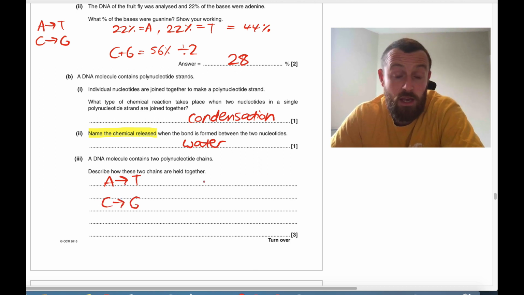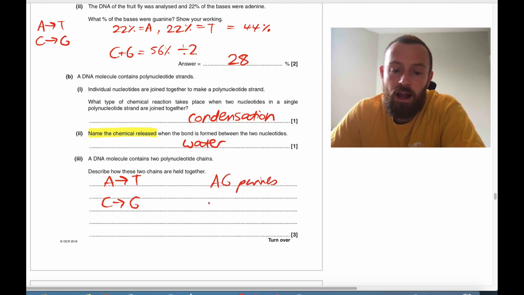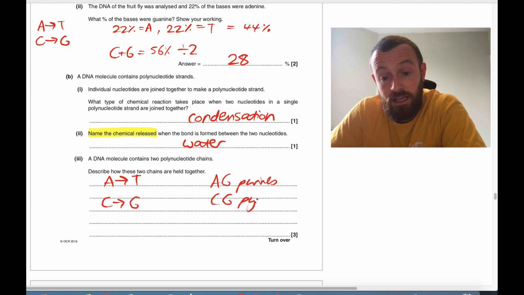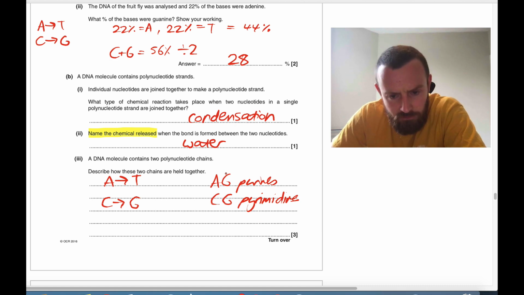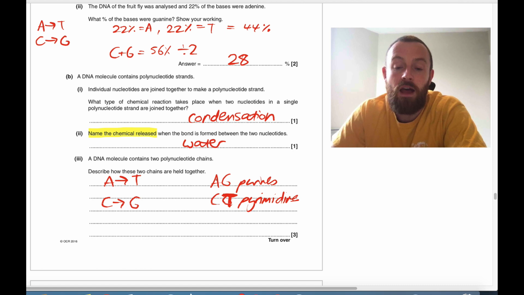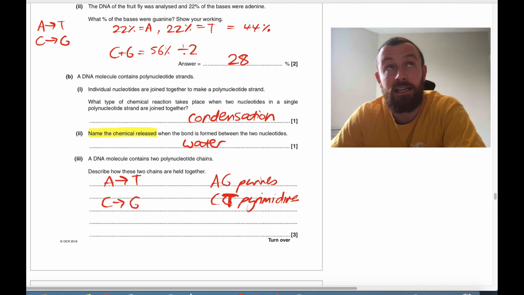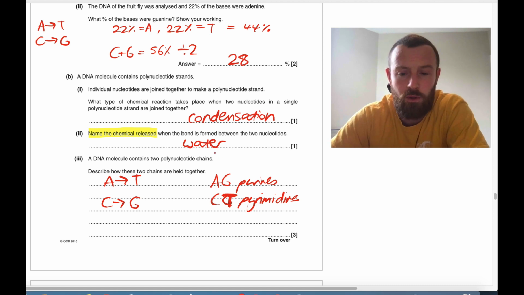We could also say purines to pyrimidines. I put these in the wrong order. So purines are A and G, and C and T are pyrimidines. We talk about the hydrogen bonding between them. We can say that between A and T there are 2 hydrogen bonds, and between C and G there are 3 hydrogen bonds. Lots of things we can say there for those 3 marks.